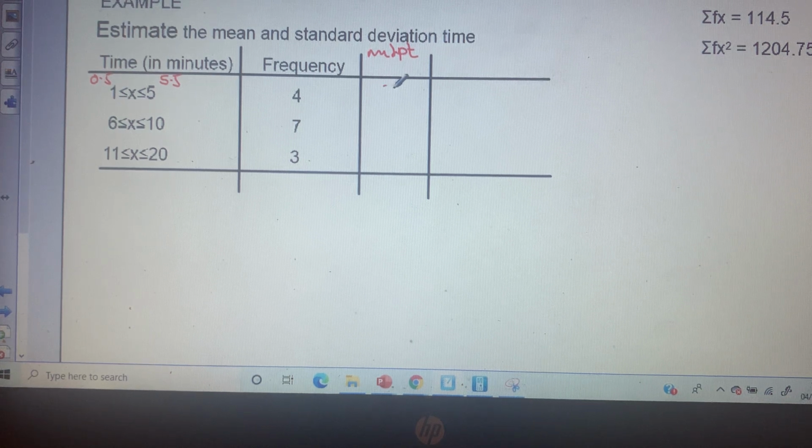So my midpoint is 3. My midpoint of 5.5 to 10.5 is exactly the same midpoint as between 6 and 10. You've just got a half in both directions. So that's going to be 8. And here, not as nice a midpoint, that's going to be 15.5.